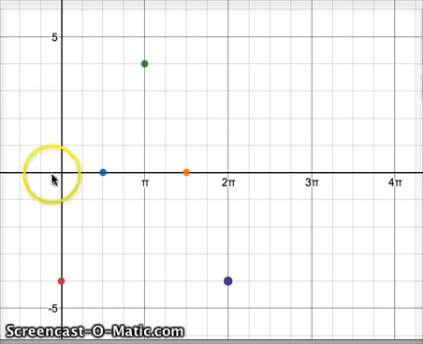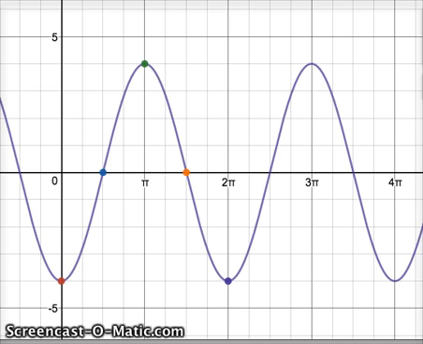So here are our 4 points. 0 is at negative 4, pi is at positive 4, midpoint, 2 pi is back at negative 4, and then our quarter points here at pi over 2 and 3 pi over 2 are both at 0. So if we connect those up, we can see it's going to look like this, an upside down cosine function, because it was negative 4 cosine x. And connecting those values, we can see what that looks like.